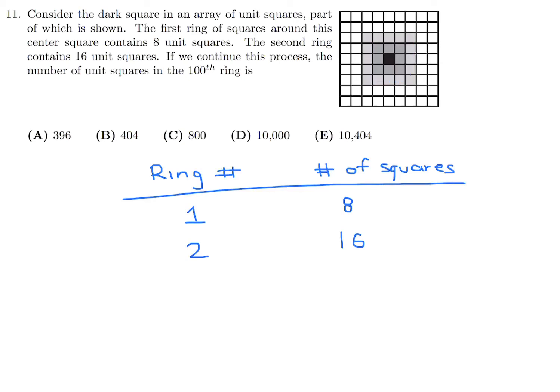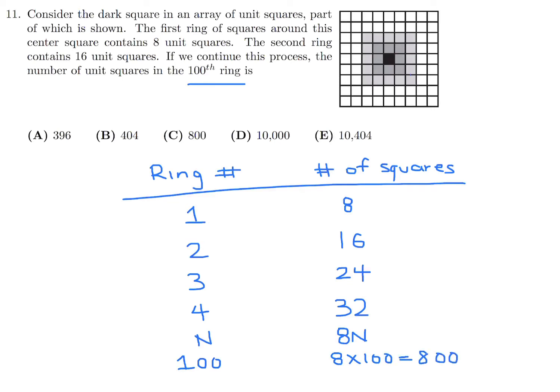And if you keep going, if you count the number of squares in the third ring, it'll be 24. If you count it in the fourth ring, you'll see that it's 32. And hopefully by now you see a pattern that if the ring is n, the number of squares is 8n. So therefore, if we have the 100th ring, it will be 8 times 100, which is 800 squares. And therefore the answer to number 11 is C.